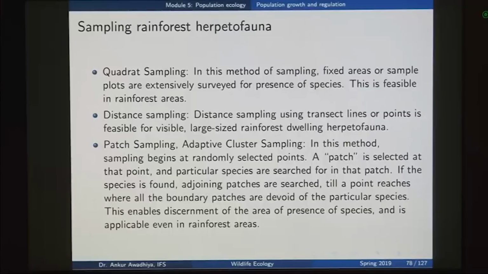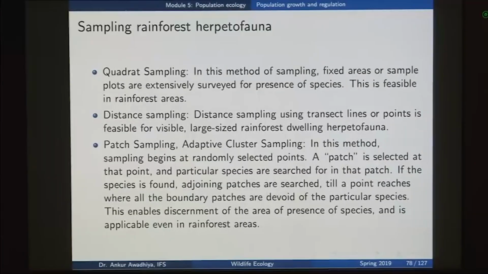Next is quadrat sampling. Quadrat sampling, as we have seen before, is where fixed areas or sample plots are extensively surveyed for presence of species. Next is distance sampling. Distance sampling is what we saw in the case of transect lines a short while back. So, you can go for transect lines, you can go for point based sampling, or you could go for patch sampling or adaptive cluster sampling.